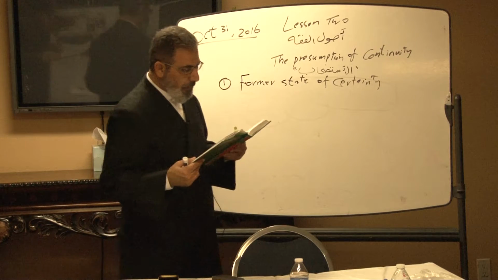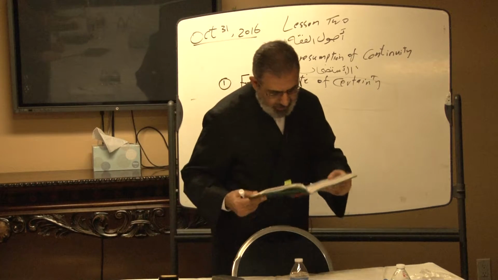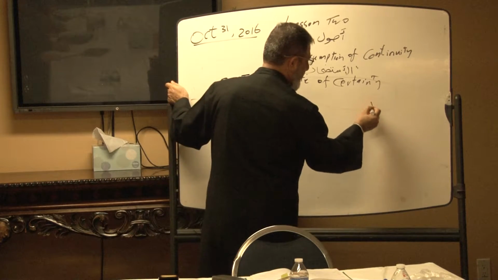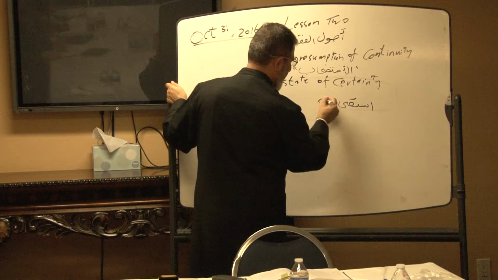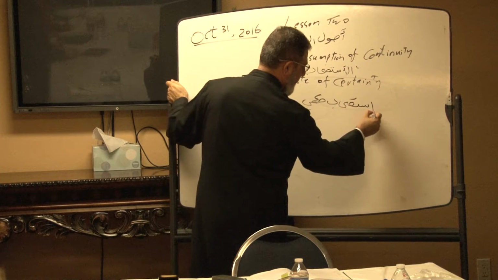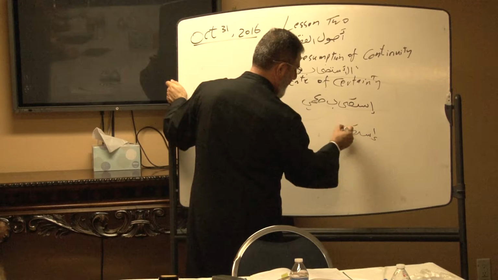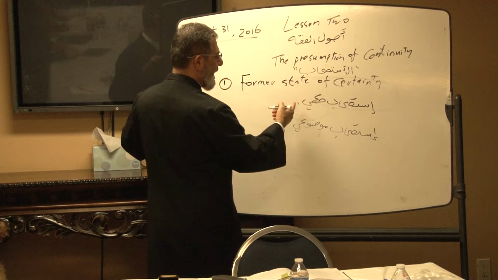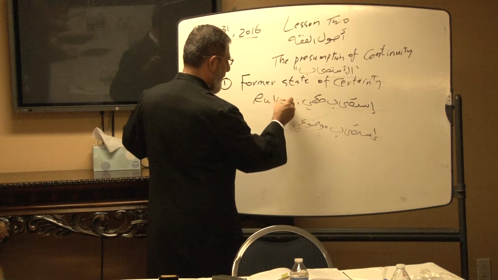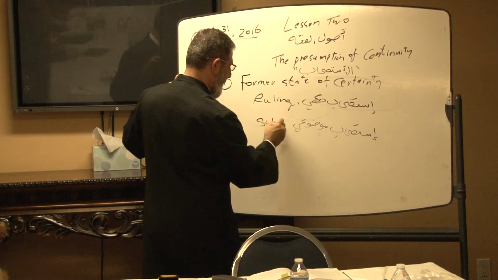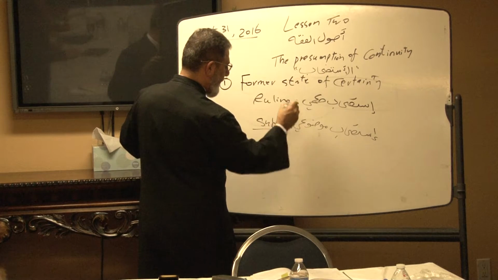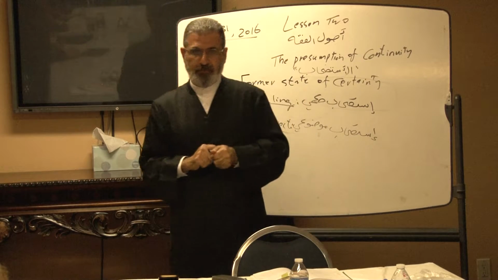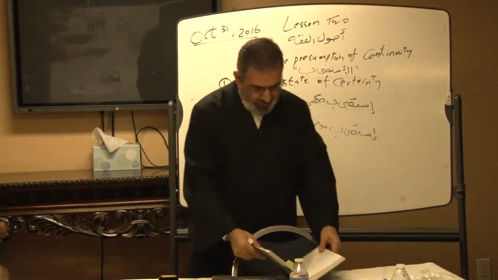Now we have istishab hukmi and istishab mawdu'i. Let me write them in Arabic. Istishab hukmi and istishab mawdu'i. This one is istishab that is related to the ruling, and this is istishab that is related to the subject. What's the difference between the ruling and the subject? The ruling is the example that we gave earlier.